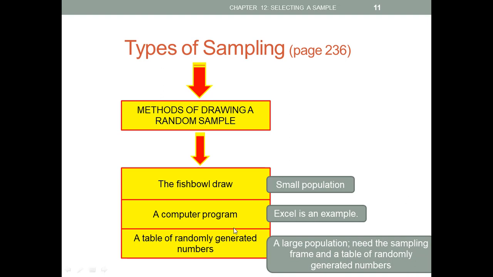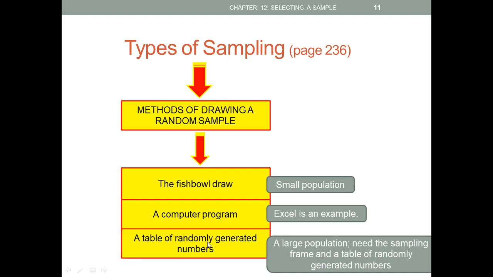Again, the numbers are randomly generated by computer programs. This third method applies and is very practical, very powerful when we have a large population. For example, our population could be 1,000 or 2,000 or 5,000, and using the table of randomly generated numbers allows us to select the predetermined sample size that we want.